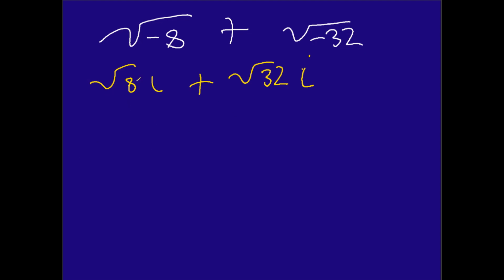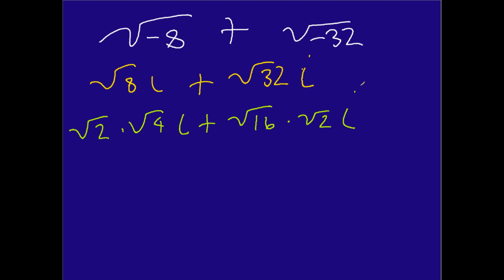We know that the square root of 8 can also be seen as the square root of 2 multiplied by the square root of 4, and then of course you have your imaginary number on the outside. And then over here we have again the square root of 16 times the square root of 2, and then we have our imaginary number on the outside. So we're getting close here. Now it's just a matter of reducing and simplifying things.